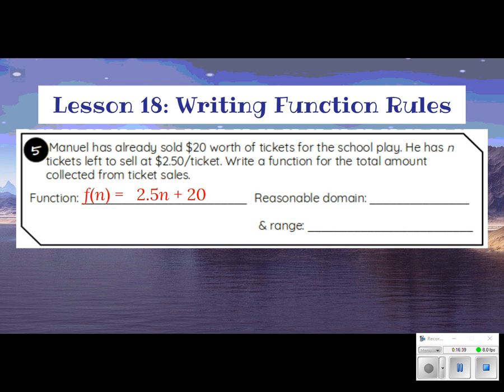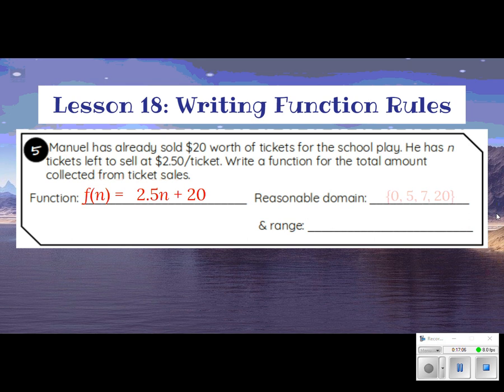Now, can he sell negative tickets? I don't think so. I don't even know what that looks like. Could he sell 0 tickets? Absolutely. $20 would be the max that he would bring in. Could he sell half a ticket? That doesn't make sense. You wouldn't sell half a ticket to somebody to go to the school play. So we are dealing with 0 and positive whole numbers. Positive whole numbers work here in our domain.